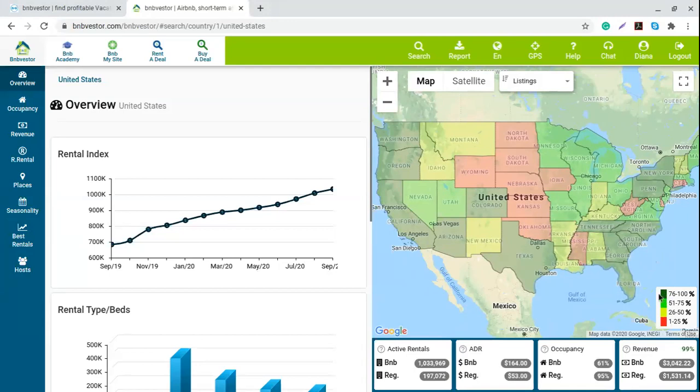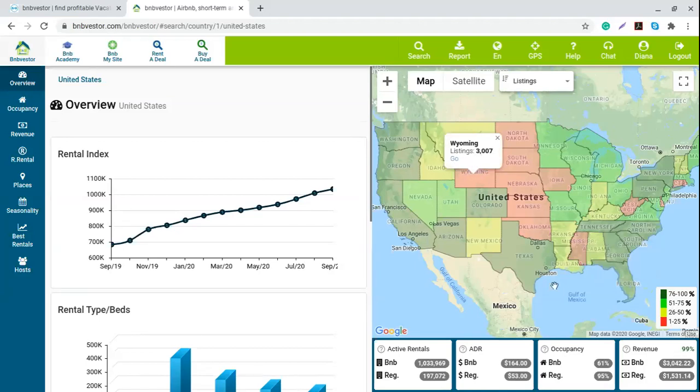This one will be the areas where you can see more properties that are B&B types than others. For example, if I click on Florida, I can see that in Florida I have this many B&B properties. But if I click on Wyoming, for example, I can only see this many listings for B&B. So that is the difference between these colors.